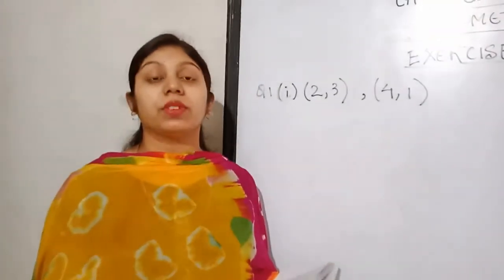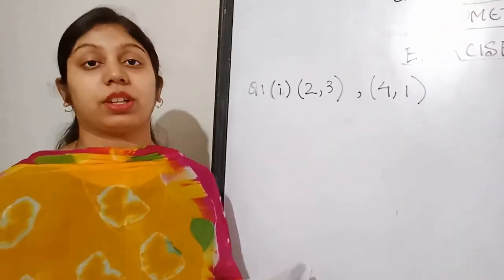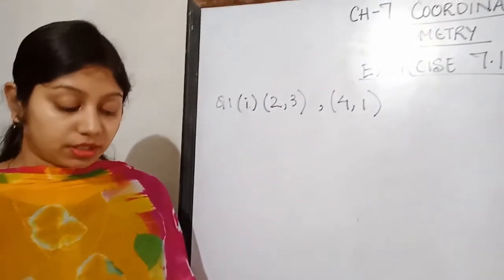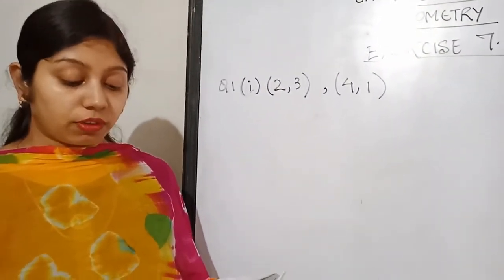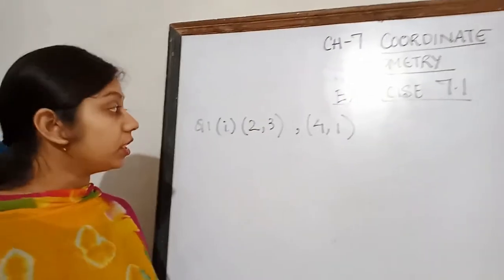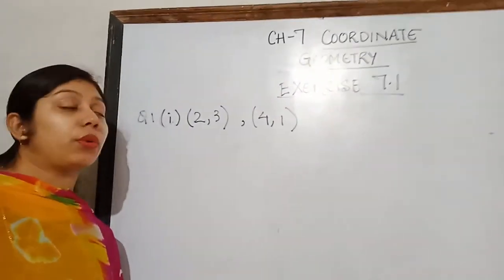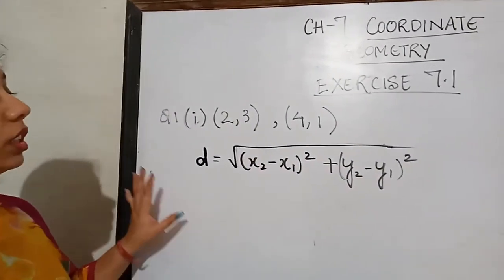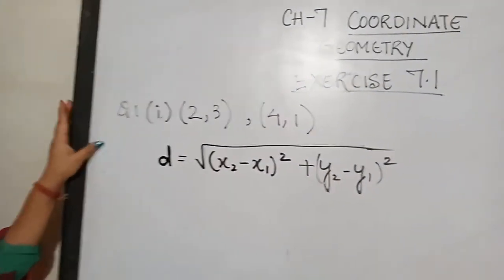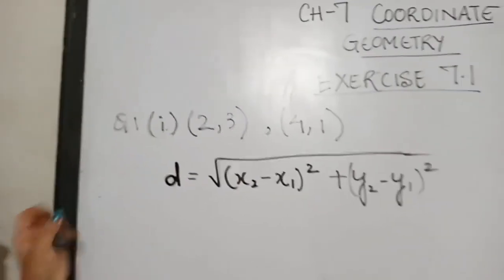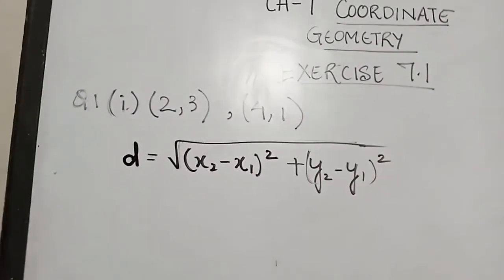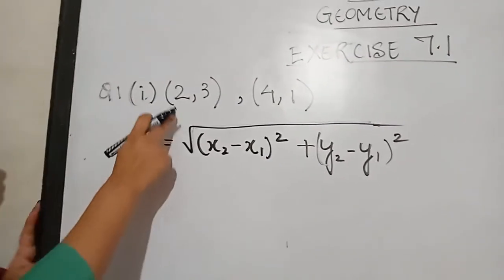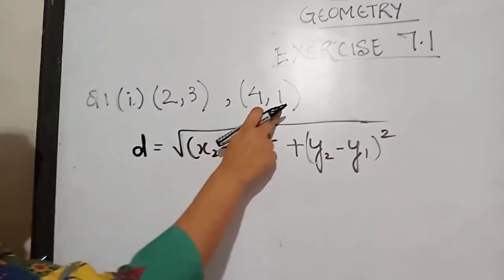Children, let us begin with exercise 7.1, question number 1. The question is, find the distance between the following pairs of points. The first one is (2, 3) and (4, 1). Let us start with question number 1. Here, in question number 1, there are 4 parts and we have to find the distance between the 2 given points. The first question is, we have 2 points, (2, 3) and (4, 1).